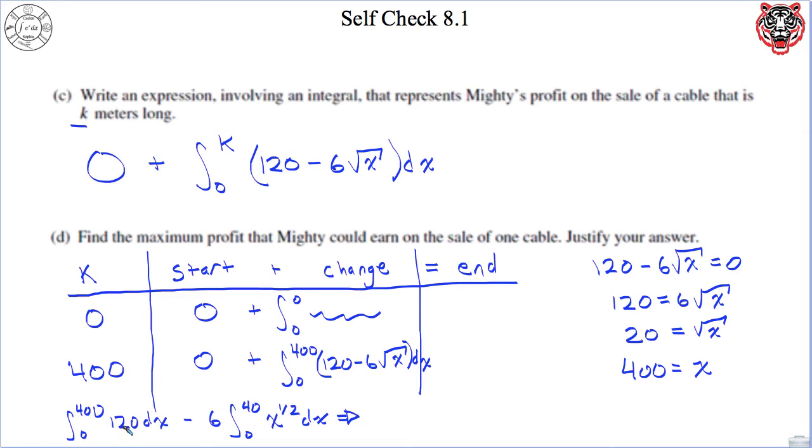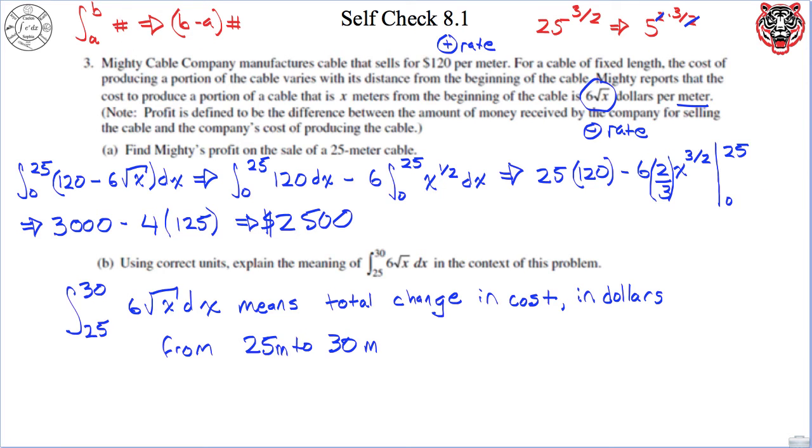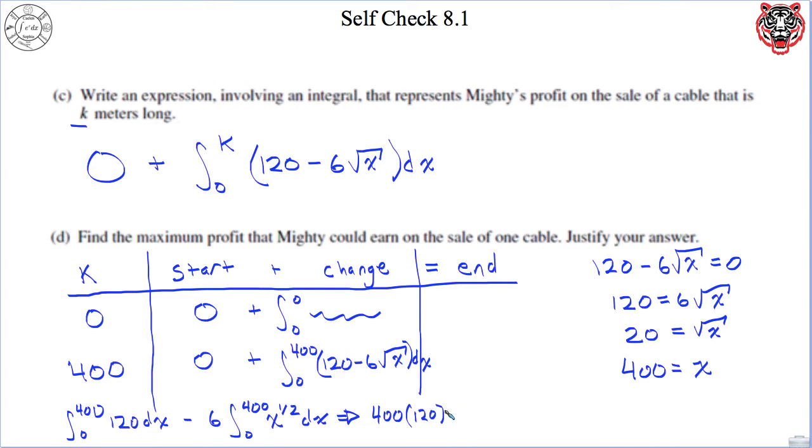How do you get 0 to 40? Sorry, I don't know why I did 40. It should be 400. Yep, thank you. Make sure to remind me after the video. So now I'm going to do 400 minus 0, which is 400 times 120. I'm just going to write this as 400 times 120 so you know where all these numbers are coming from. And again, this is using our trick from our last slide up here, the integral of a constant. And I'm going to subtract 6 times x to the 3/2 times 2/3, all of that evaluated between 400 and 0.